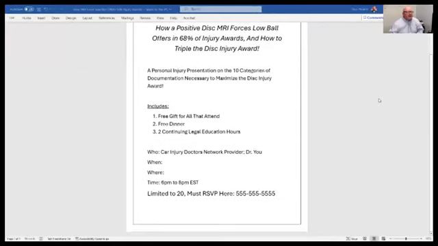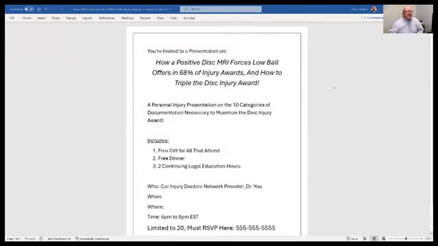Okay, so here's an example of the flyer. You can see here, it says you're invited to a presentation on how a positive disc MRI forces low ball offers in 68% of injury awards, and how to triple the disc injury award. So this has a pain and pleasure component to it. Obviously, the big pain message is forces low ball offers in 68% of injury awards. That's very catchy when you put percentages and numbers. It makes people think. And then, of course, the pleasure award: how to triple the disc injury award.